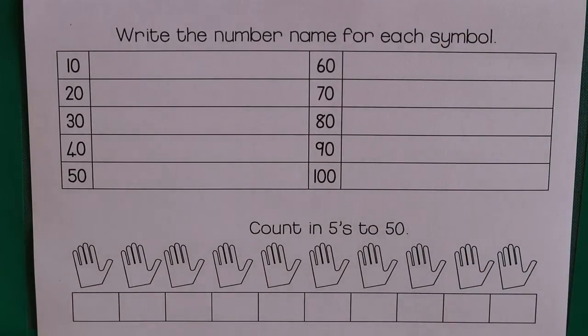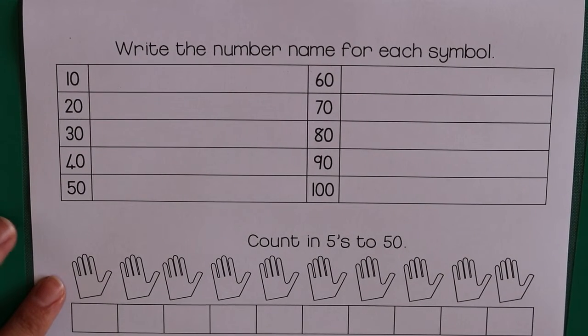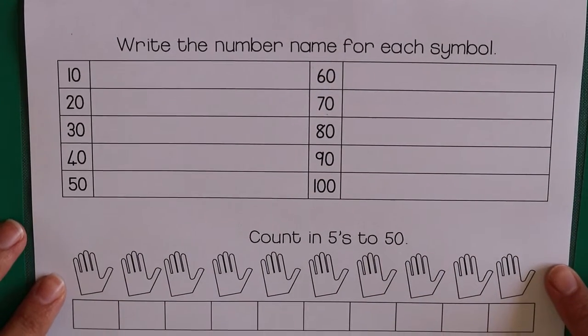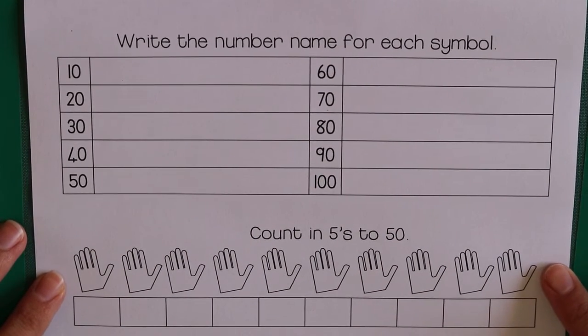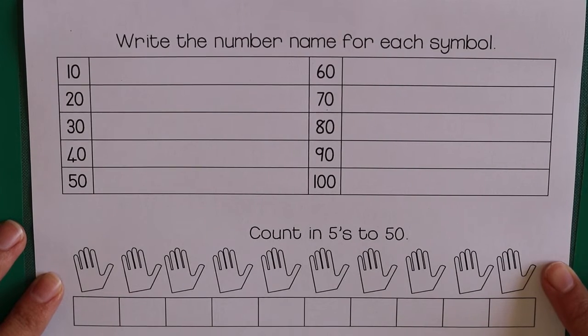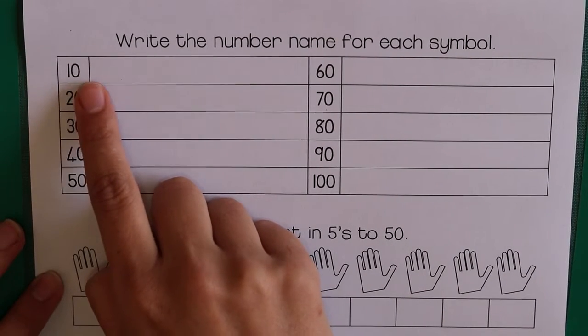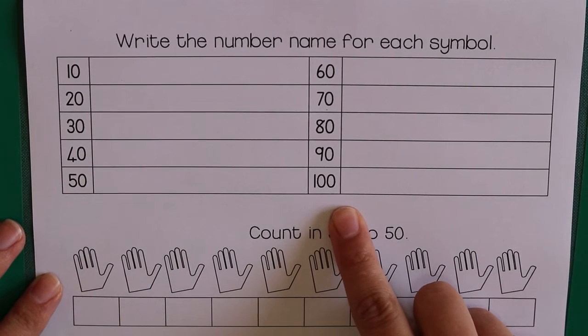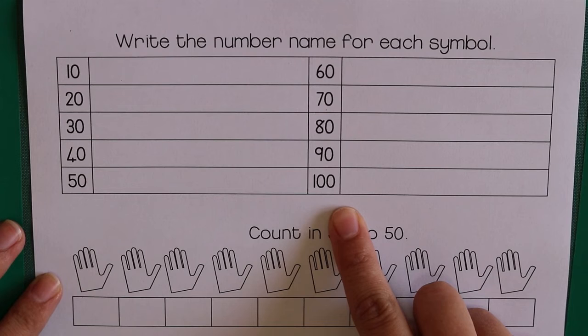Then we move to page 6. At the top, write the number name for each symbol. Okay, write the number name for each symbol. So this is counting in tens. 10, 20, 30, 40, all the way to 100. You have to write the word.